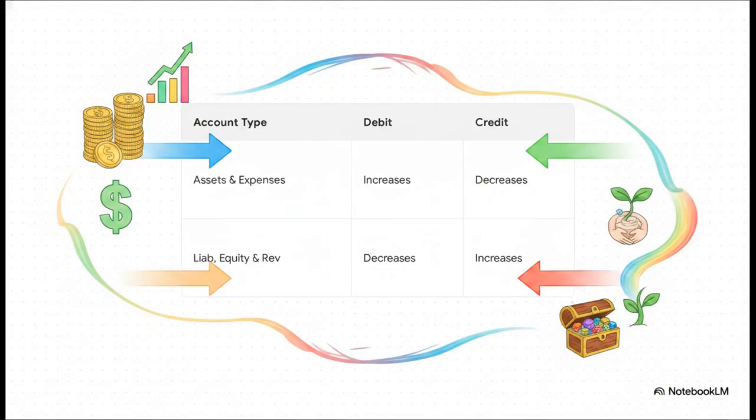Now let's examine the fundamental structure of the T account. You absolutely must memorize this. Assets and expenses behave completely oppositely to liabilities, owner's equity, and revenue. For assets, like your cash, and for expenses, an increase is recorded on the left side, the debit side. A decrease is recorded on the right, the credit side. But for liabilities, equity, and revenue, the whole thing flips. An increase goes on the credit side, and a decrease goes on the debit side. This opposing structure is the brilliant secret to why the whole system balances out in the end.